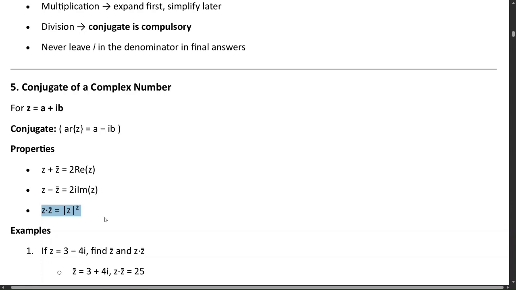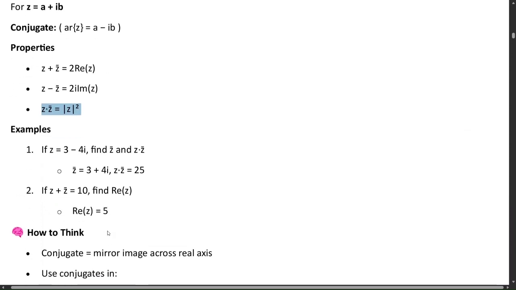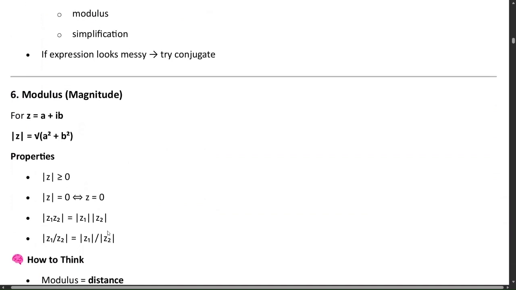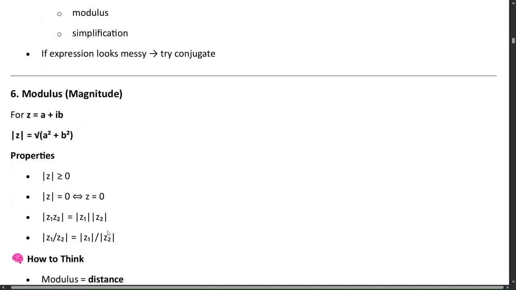So the modulus or magnitude of a complex number represents the distance from the origin on the Argand plane. So for a complex number z, which is a plus ib, the modulus or magnitude is root a squared plus b squared. It behaves like distance, so it is always non-negative. Also, we can separate it for multiplication and division cases like this.